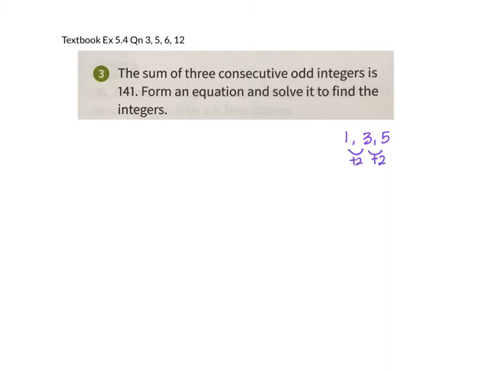So let's say I have my first consecutive odd number that is x. How do I get the next odd number? I'll take x plus 2. How do I get the next consecutive odd number? x plus 2, that gives me x plus 4. Now the question says that the sum of these 3 consecutive odd numbers is 141. So I'll have the sum, everything added together, to be equal to 141.